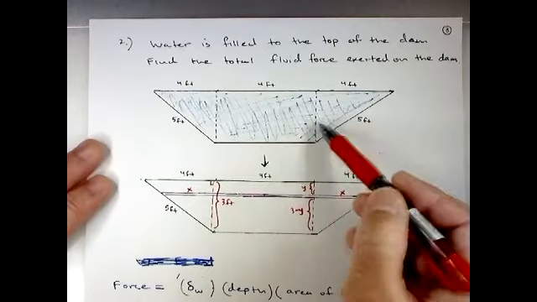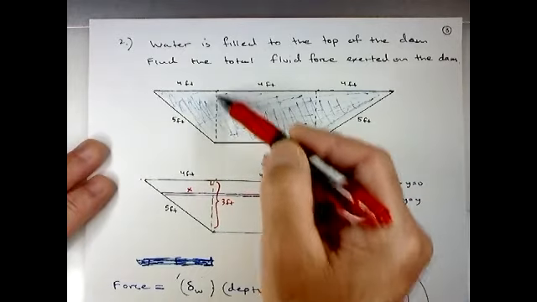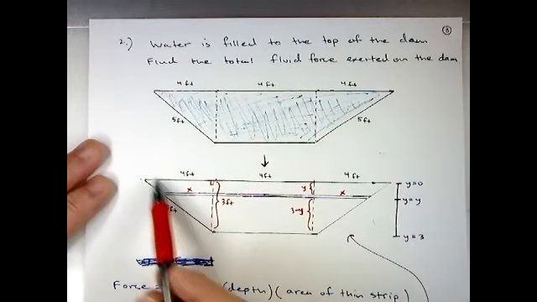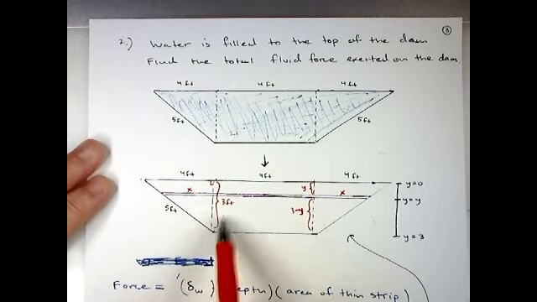So we want to calculate the total fluid force. What I did was work out some numbers. You're going to want to know this right here. If you do a little Pythagorean theorem, if this is 4 and this is 5, this will end up being 3.